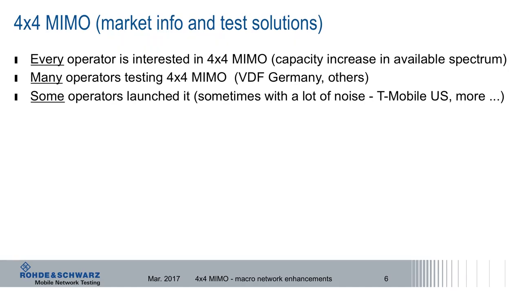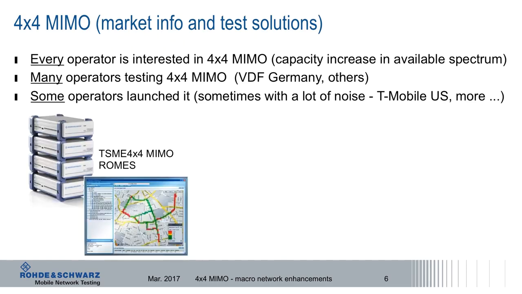A little bit about the market info and as well about test solutions here. Currently, we see that every operator in the world is really interested in 4x4 MIMO because it increases, of course, the data throughput close to the base station, but as well towards the cell edge. Many operators are testing it already in test networks. Vodafone Germany, for example, is just one example. There are others as well. And some operators have even launched it, some with a lot of noise. T-Mobile US is marketing 4x4 MIMO very heavily here.